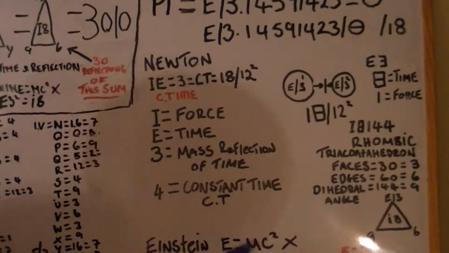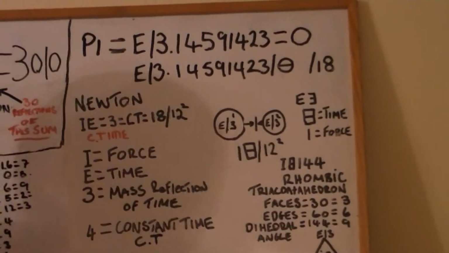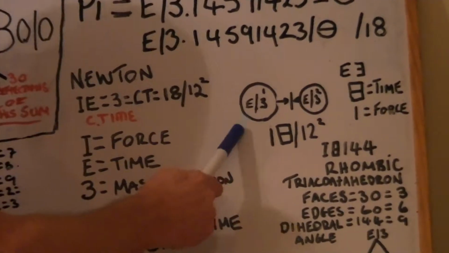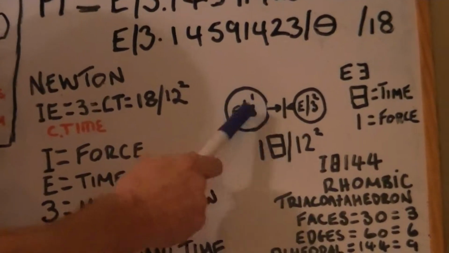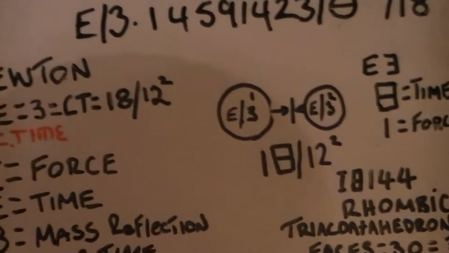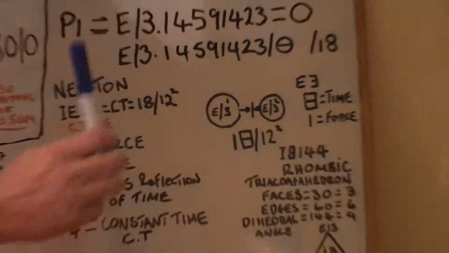So we've all seen this diagram here before, and here I think is how it should look. So we take E, which equals time, and 3, which equals reflection, or mass in this case. So now how do we calculate it? This is how we do it, using reflection.